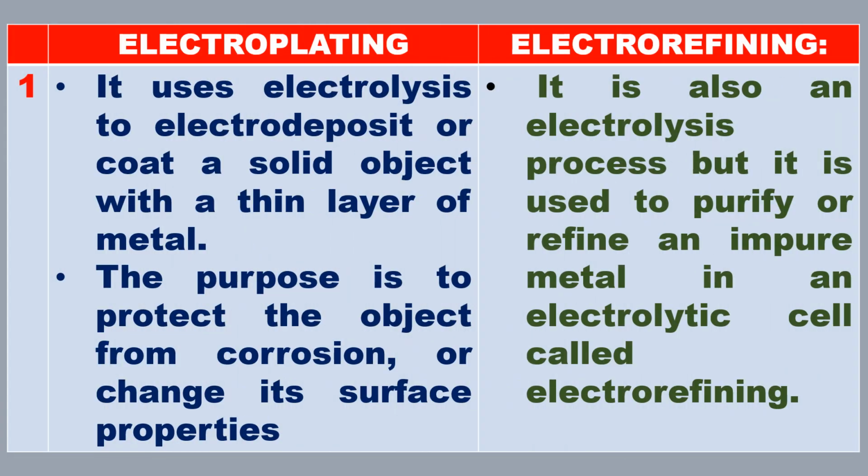Okay, let us now see the definition of electroplating. What is electroplating? It uses electrolysis to electrodeposit or coat a solid object with a thin layer of another metal. It is nothing but coating a metal over another metal. Why do we do electroplating? The purpose is to protect the object, a highly reactive metal, from corrosion, or to change its surface properties, to improve its surface properties.